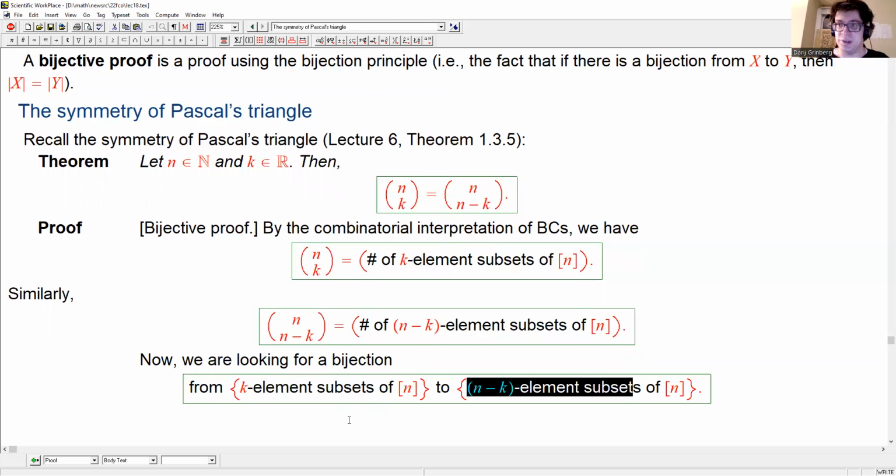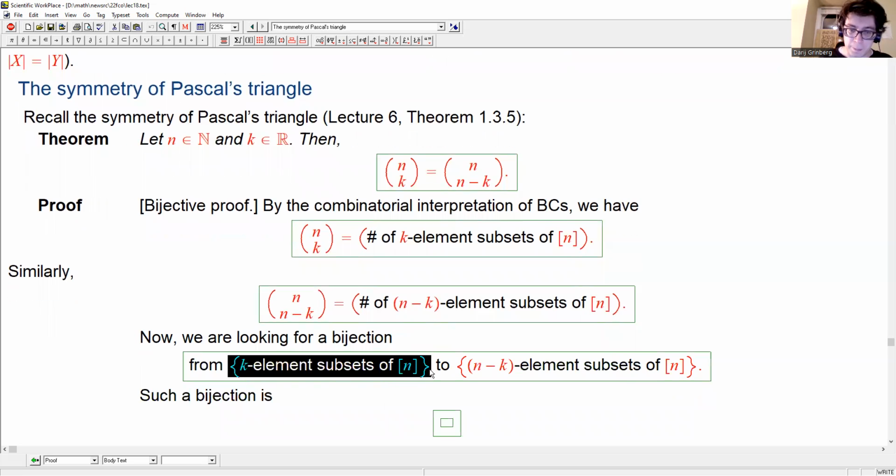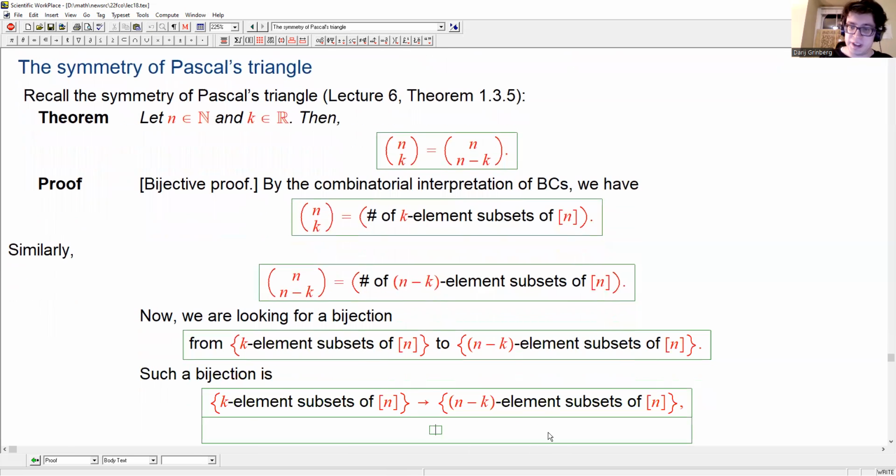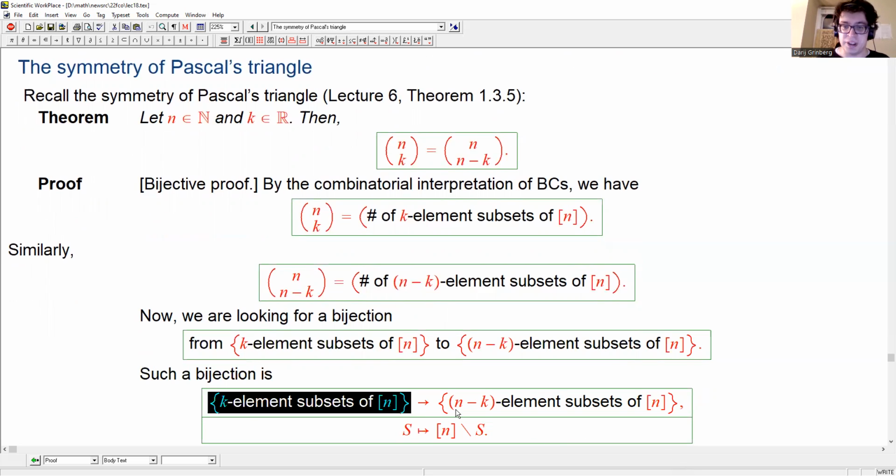Well, you can complement it. You can take its complement. So such a bijection is, from here to here, S goes to n without S. Why is this a bijection? Well, first of all, it's well defined because the size of the complement of S is n minus the size of S, which is k. So it is n minus k element. It's still a subset of n, clearly. And furthermore, this map is invertible because to invert it, you just take the complement again.